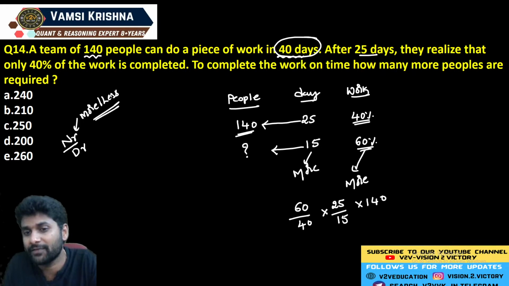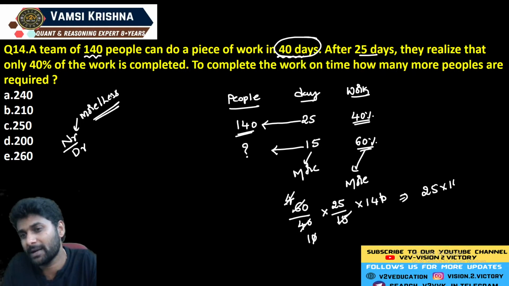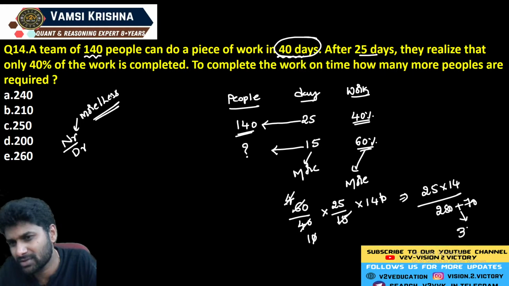And multiply it by 140, guys. So, 4 times 10 is 0. Finally, 25 is multiplied by 14. 14 20s are 280. 14 5s are 70. So how many people we need means exactly equal to 350.